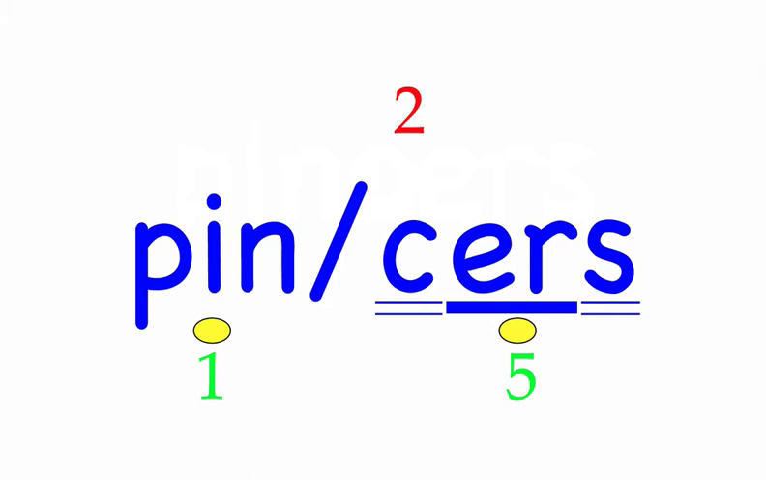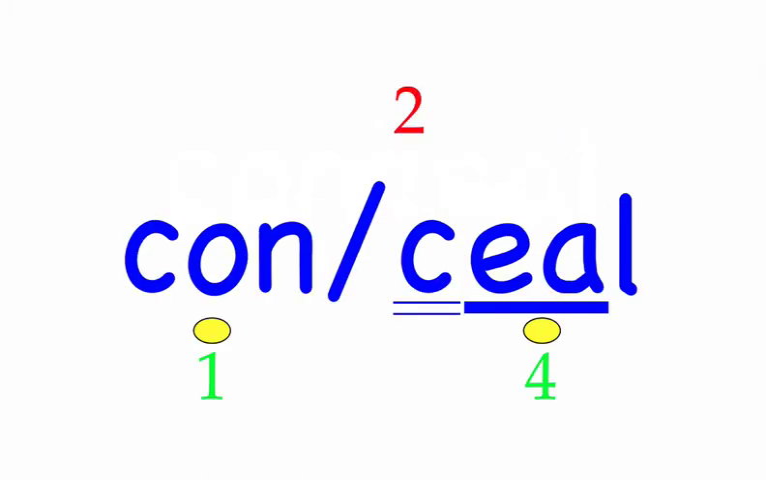Row 3, conceal. Do not try and conceal the truth. Con has 3 sounds: K, a, n. Ceal, 3 sounds: S, e, ul. Conceal. Mark the word.